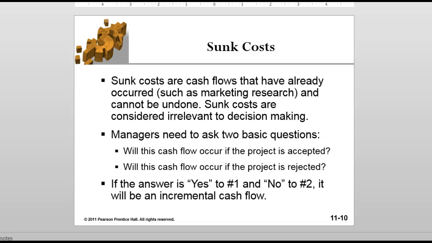So you need to ask, will this cash flow occur if the project is accepted? Will this cash flow occur if the project is rejected? And if you answer yes to number 1 and no to number 2, then it's an incremental cash flow. Now, if you answer yes to number 2, then it's not. It's a sunk cost. It's already been there. So it should not be included.